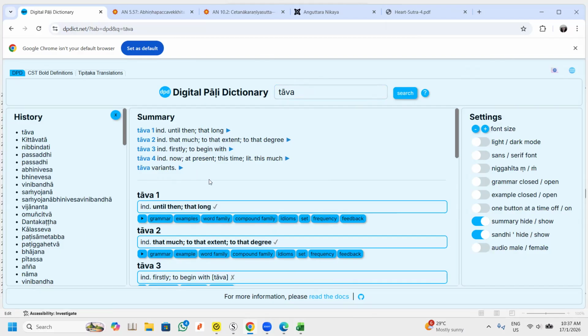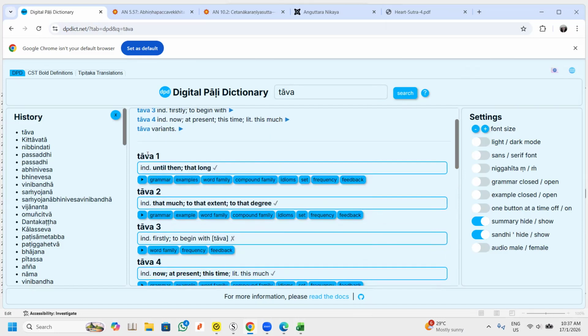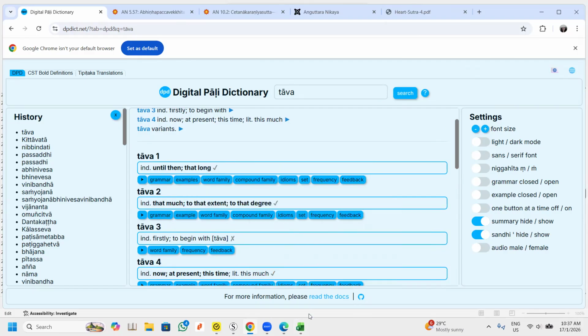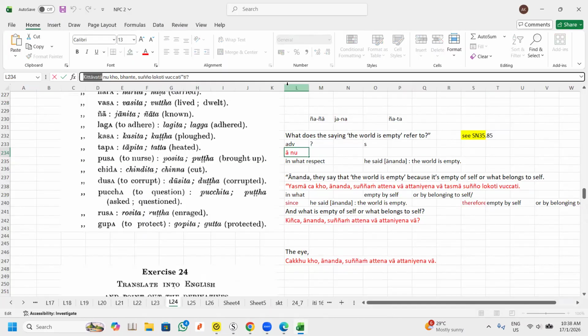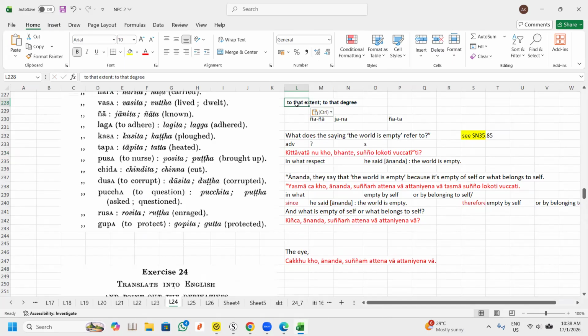So here, tava as in the declension: until then, that long. Tava means to that much, to that extent, to that degree. Take this one out, I copied it already. I'm going to tell you how it comes about. Can you see, to that extent?